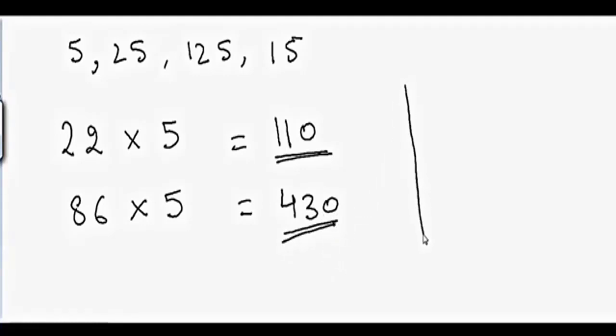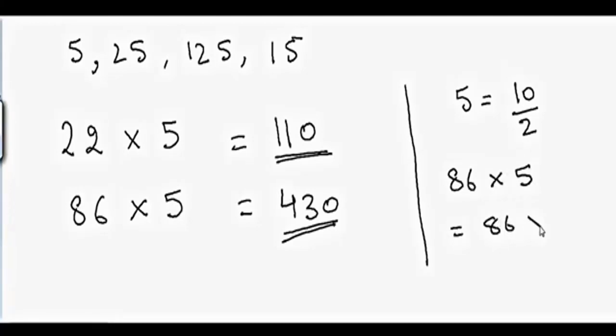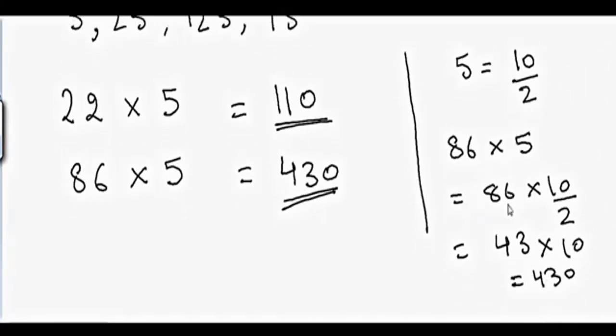So this is the concept, and the concept is very easy. 5 is equal to 10 divided by 2. So if I multiply 86 by 5, that is equal to 86 into 10 divided by 2, which is 43 into 10, equal to 430. As you can see, this is nothing new, and most people already know this, but we don't remember these concepts when we are doing calculations in the exam or in the market. So it's very handy if you remember this kind of concept.